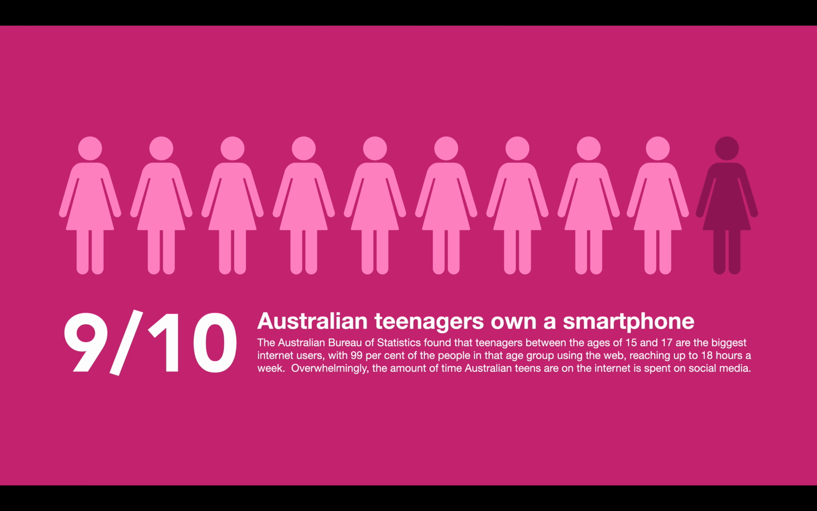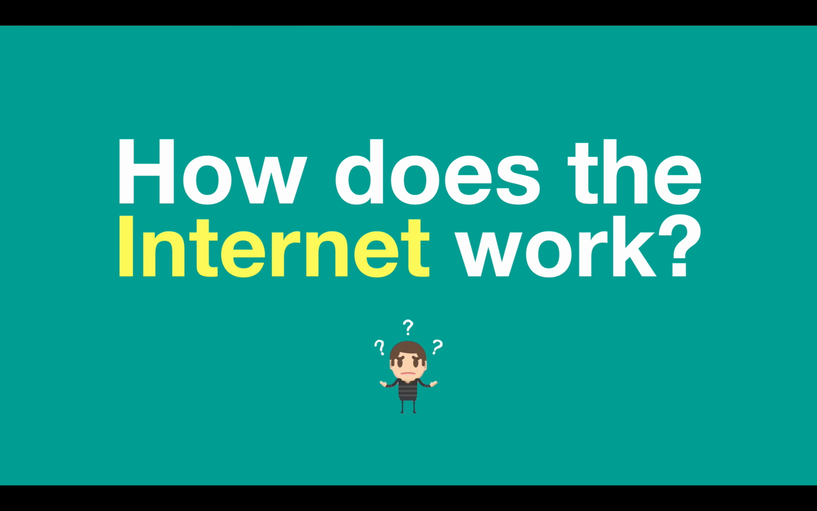Another interesting statistic is that 9 out of 10 Australian teenagers between the ages of 15 and 17 have a smartphone. They are actually using their smartphone up to 18 hours a week, and overwhelmingly, the amount of time they are spending on the internet is spent on social media. So the obvious question is, how does the internet work?